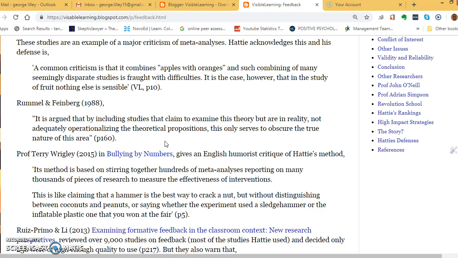I'm not against feedback per se, but what I'm against is the way in which he uses effect sizes and the way that he averages them to come up with some way of categorising that some educational influences are high impact, some are low, some are good, some are bad, some work, some don't. I think they're the ideas that need to be challenged. There are many peer reviews that do challenge Hattie's work.